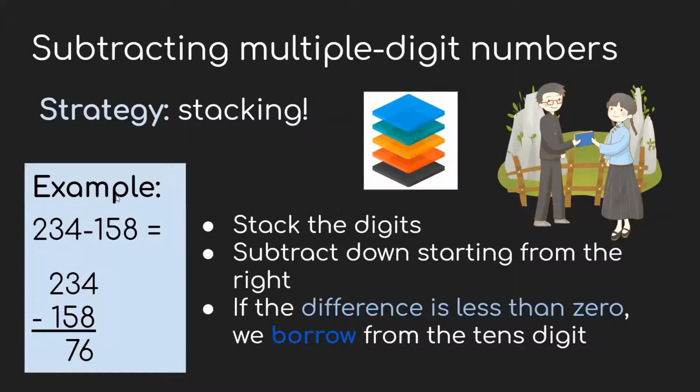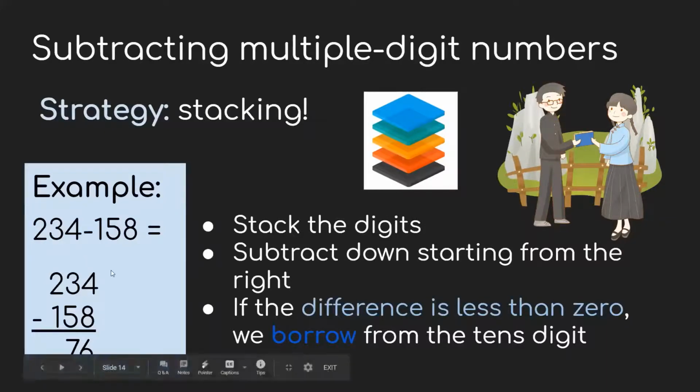234 minus 158. We start by stacking the digits so that they're in this form. Then we're going to subtract down starting from the right. First we have 4 minus 8, but that's less than 0. So we're going to have to borrow from the tens digit. So this tens digit right here, the 3, is going to turn into a 2 because we are taking one from it and we're adding it to the 4. So now we're going to have 14 because we are adding 10 instead of just 1 technically.